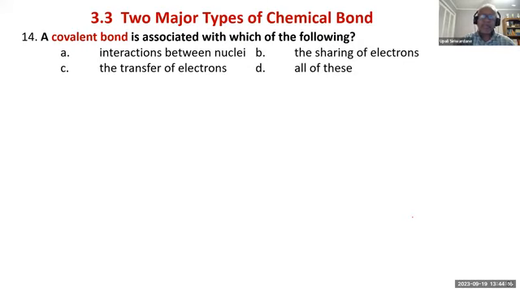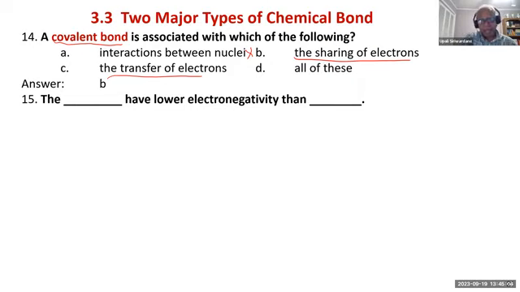Covalent bond is associated with the following. What is associated with covalent bond? Sharing electrons. It doesn't include this. There is no interaction between two nuclei. Transfer of electron is ionic bond. Therefore, the only correct answer, covalent bond, is B.